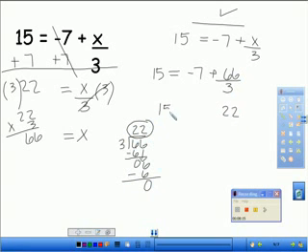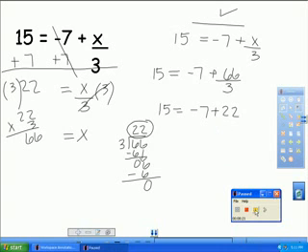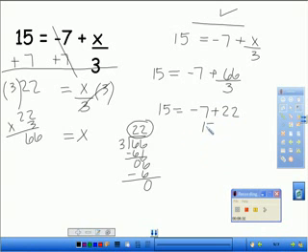So I'm going to rewrite the problem. 15 equals negative 7 plus 22. These have different signs, so we have to find the difference. 22 minus 7 is 15. So 15 does equal 15 on the right side. So they both equal each other. 15 equals 15, so we got the problem correct.